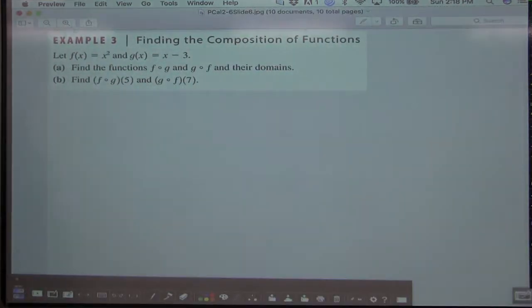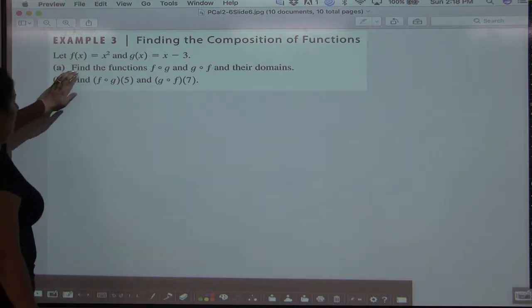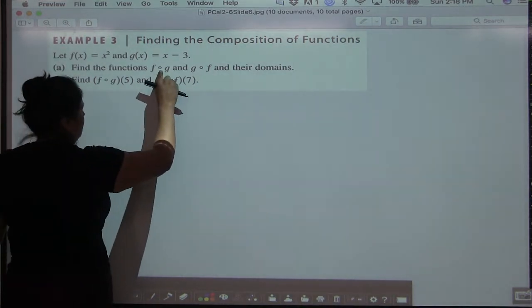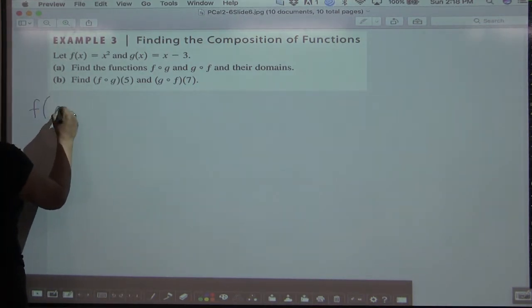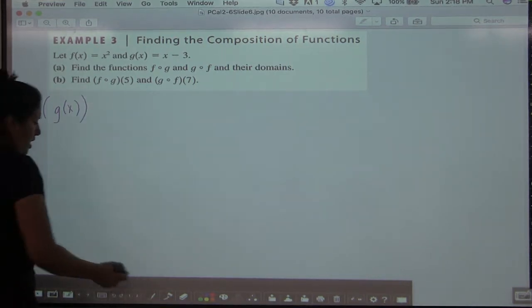So I want to go to example 3 and show you how this works in a practical sense. So we have two functions, x squared and x minus 3. Remember again that when we talk about the domain of a composition function, the domain is based off of the intersection of the two original functions. Just want to make sure that we had stated that again. So f of g, I don't necessarily like this little hollow circle symbol, but I always go back to my f of g of x. I just like the way that looks better.